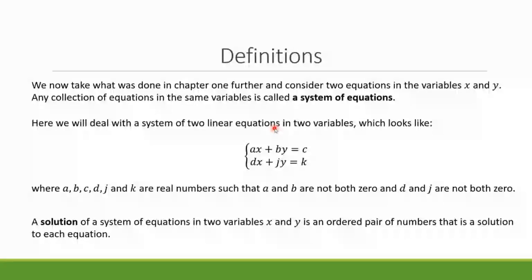But now again, just like any other science, or maybe not just a science, any subject, there's always going to be some kind of terminology, some kind of definitions. And that's what we have here. So basically, a system of equations is just a collection of equations in the same variables. That's just what it is by definition.